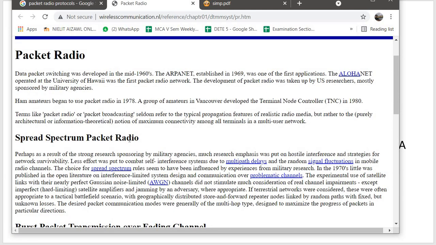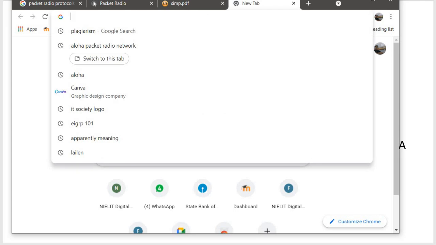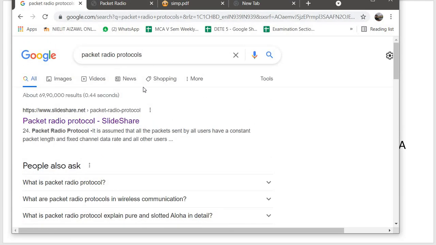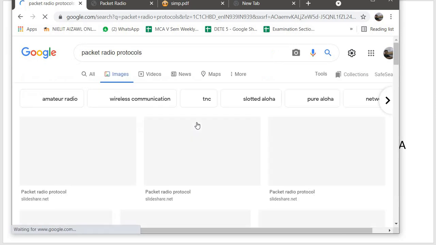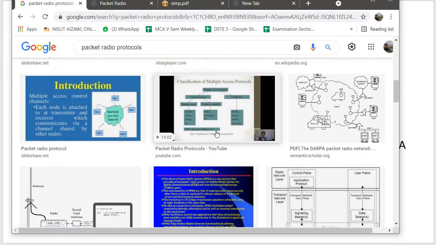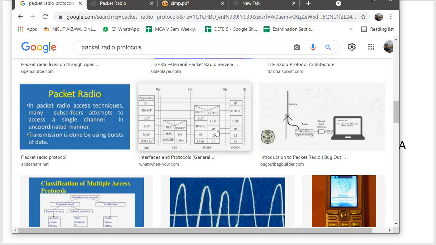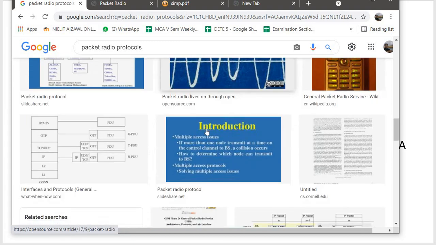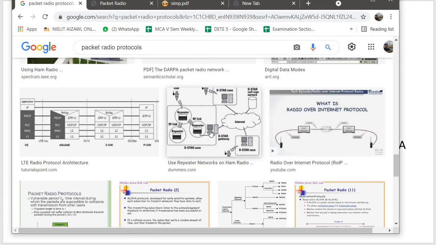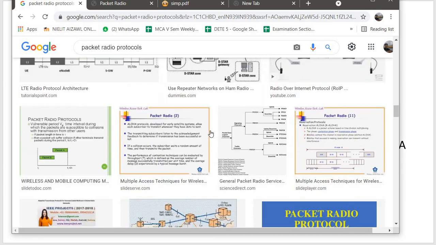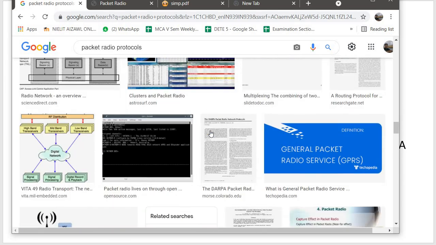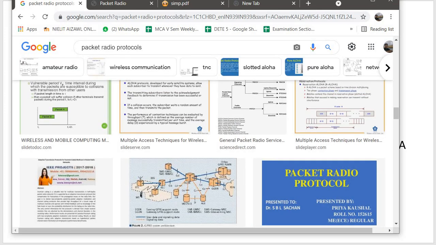In this, it does not display Aloha and the others. First, let's see the packet radio protocol in the images. Okay, there are no actual pictorial representations for this. Let's move on to the slide.